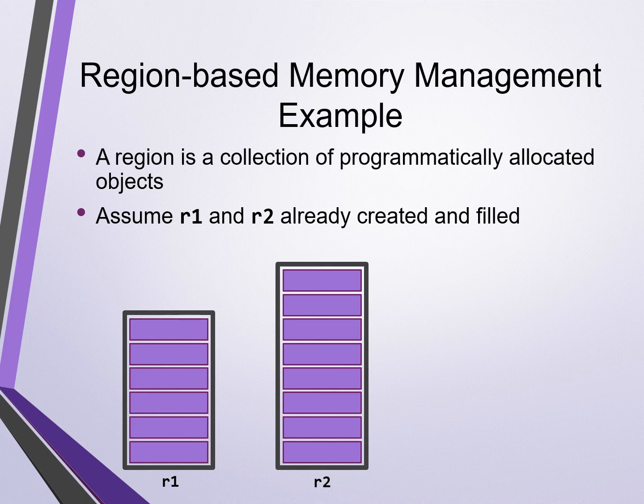These next few slides provide an example demonstrating the region-based memory management technique. Here we see two regions, R1 and R2. Each region has a collection of explicitly allocated objects. There are 6 in R1 and 8 objects in R2. Because they're explicitly allocated, regions can be set up to hold specific types of objects. For example, R1 could be holding small objects and R2 large objects.